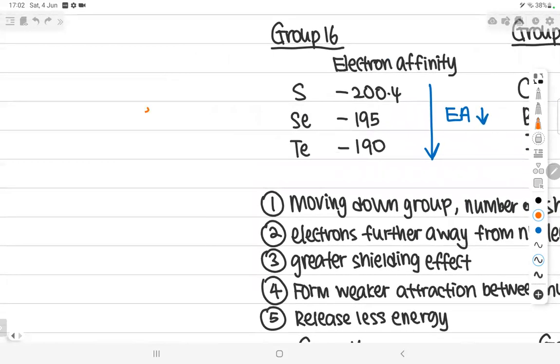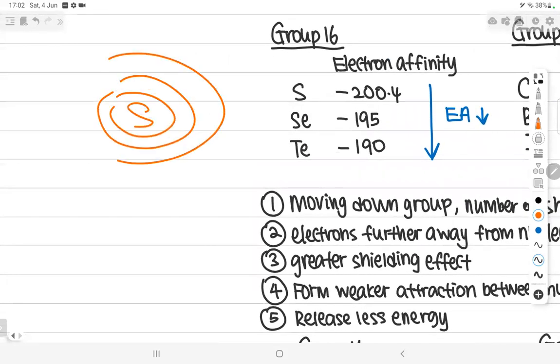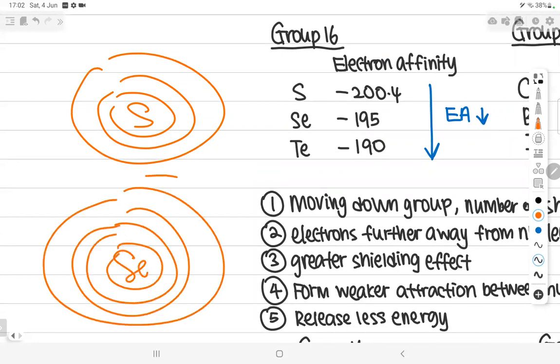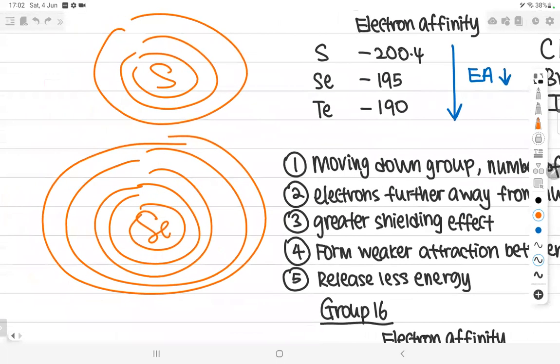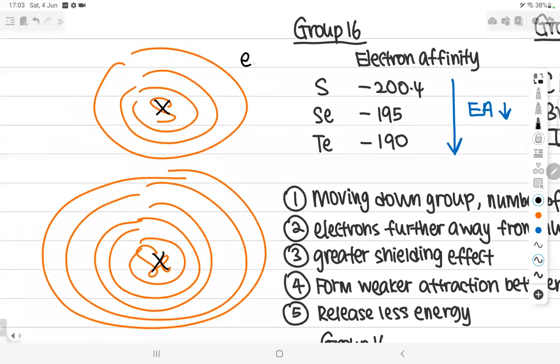For example, this is sulfur. This is selenium. More and more shells going down the group. So when there are more and more shells, what does it mean? Now the electron is further away from the nucleus. So imagine this is the nucleus.